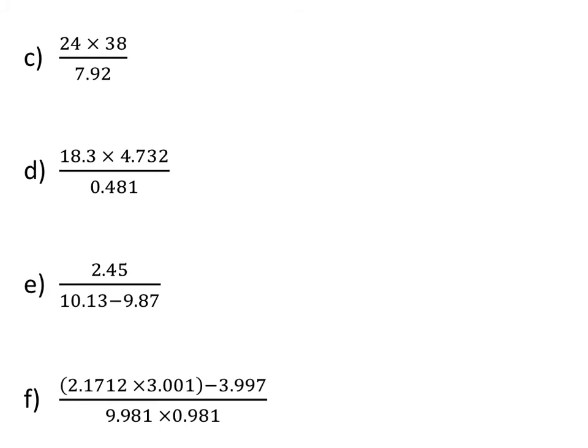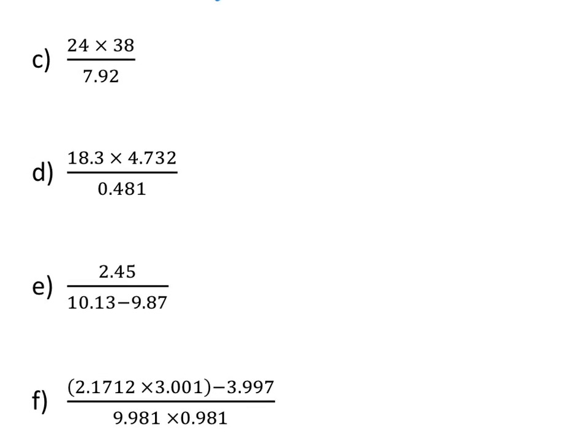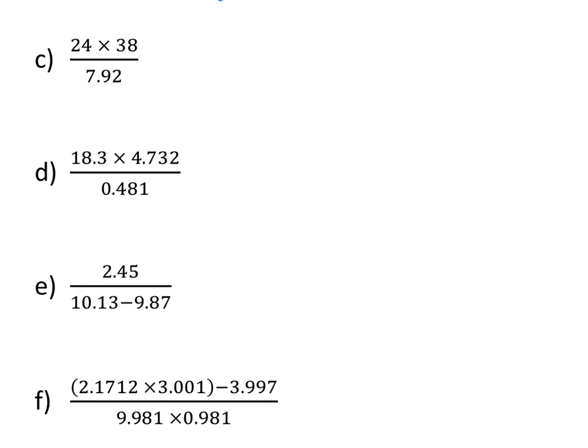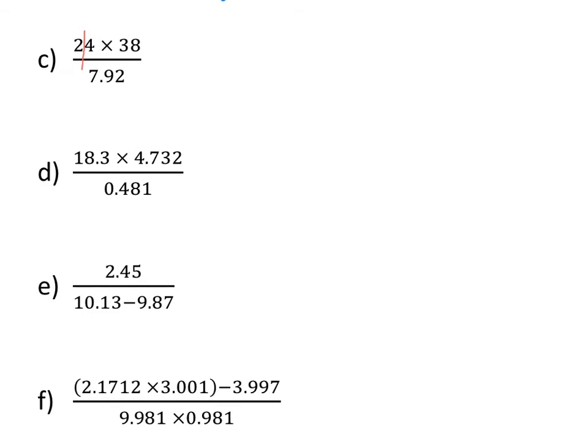Example C, 24 times 38 divided by 7.92. So again, we're looking to round these to one significant figure. So we look between the 2 and the 4, between the 3 and the 8, and also between the 7 and the 9. So the 4 means we're going to round down. The 8, again, means we'll round up. And the 9 means we'll round up.